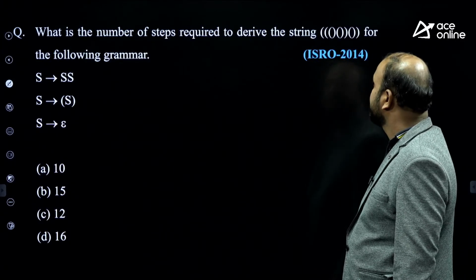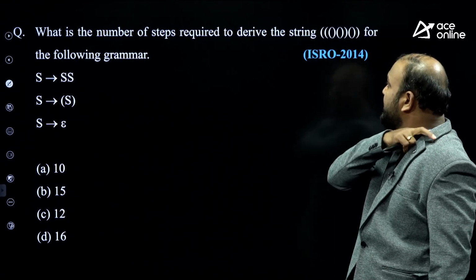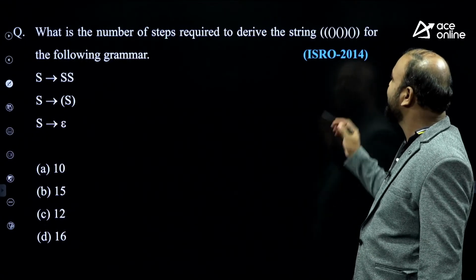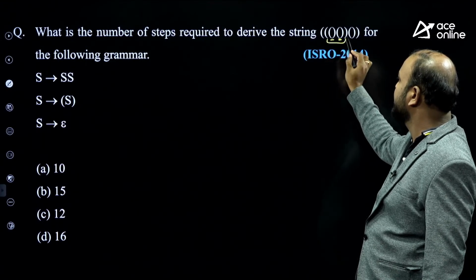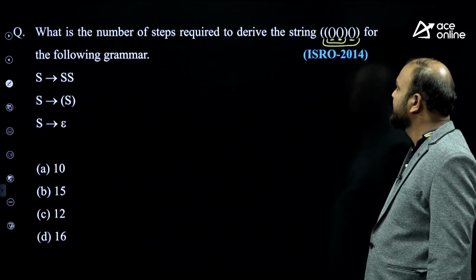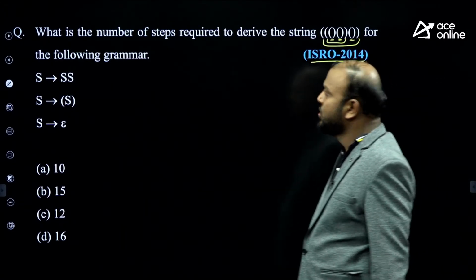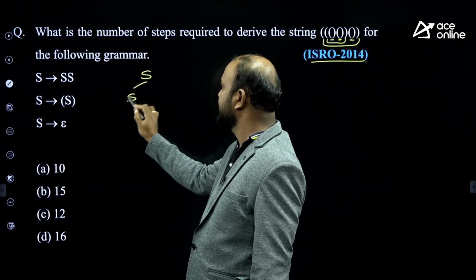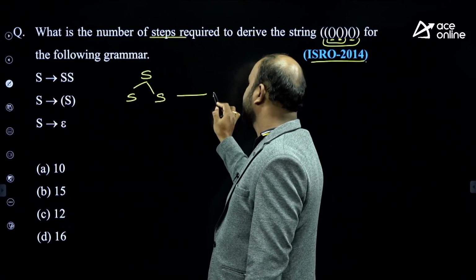Look at this question. It is slightly interesting. What is the number of steps required to derive the string? Actually, this string is for well-formedness of parentheses. Open, close, and this is open, close, and this is open, close. For the following grammar. This is an ISRO 2014 question. Which production we have to apply? S tends to SS. What is the question actually? The number of steps. This is the first step.